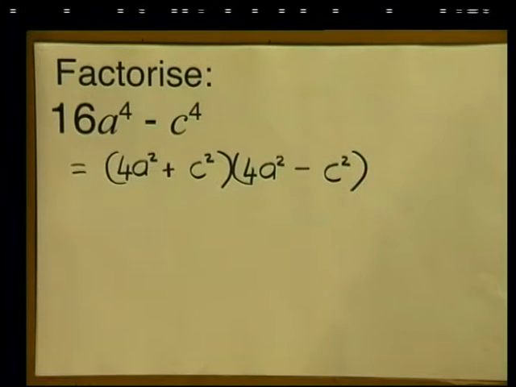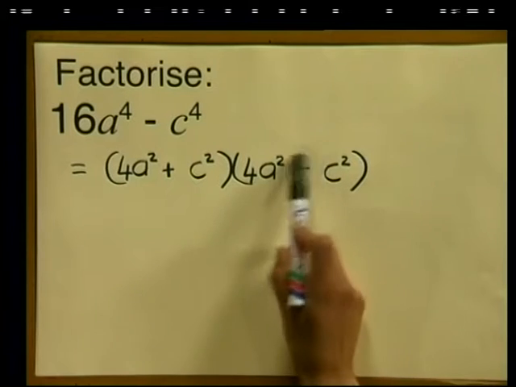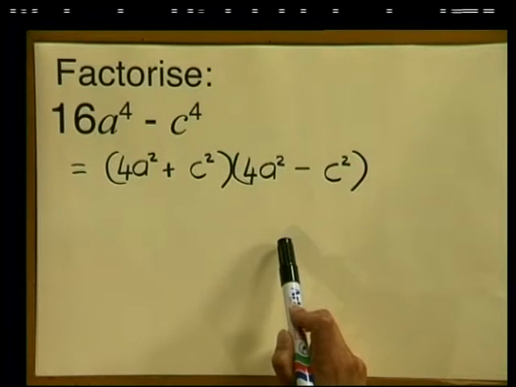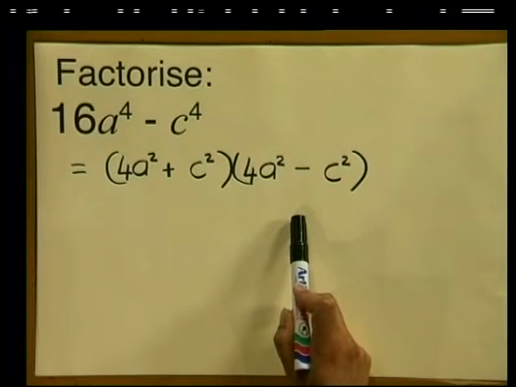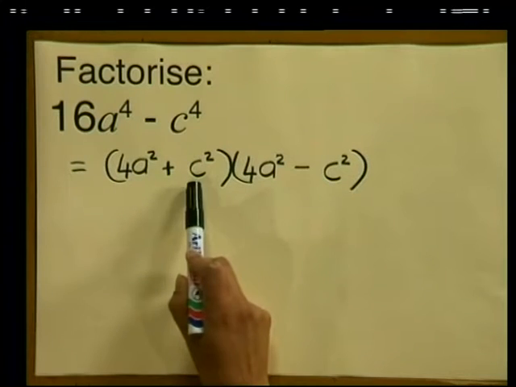Good, but are we finished? Look again. Look carefully at the second bracket. This is the difference of two squares again. So this bracket can still be factorized further. And the first bracket? This is the sum of two squares.